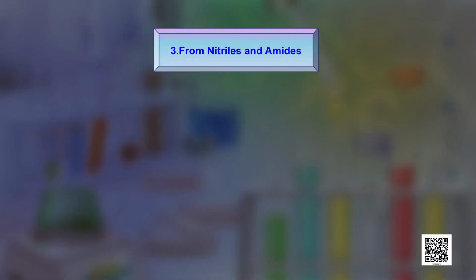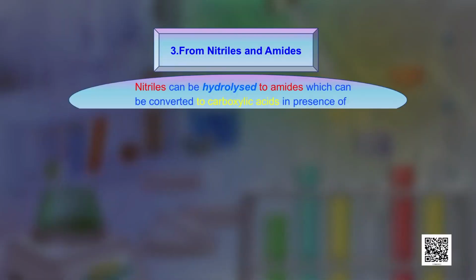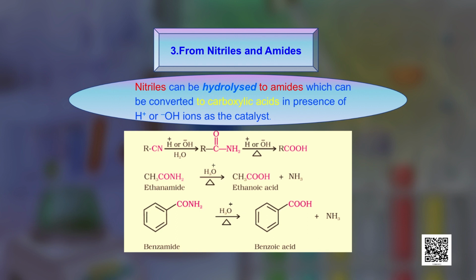In the third method for obtaining carboxylic acids, we can start from nitriles and amides. Nitriles can be hydrolyzed to amides, which can be further converted to carboxylic acids in the presence of H plus or OH minus ions as the catalyst. You can see in the reaction that nitriles are first converted to amides, and amides are then hydrolyzed to carboxylic acids. Similarly, we can start from amides itself and hydrolyze them to carboxylic acids.